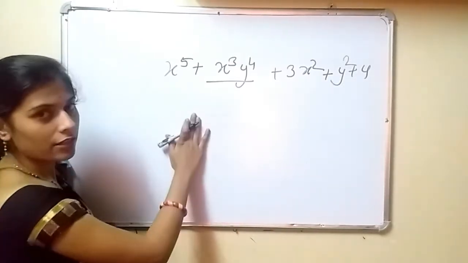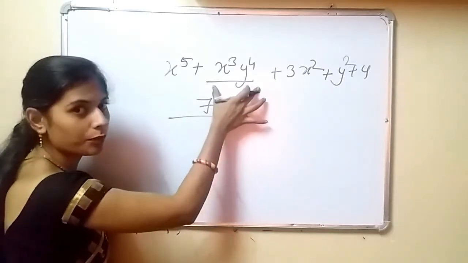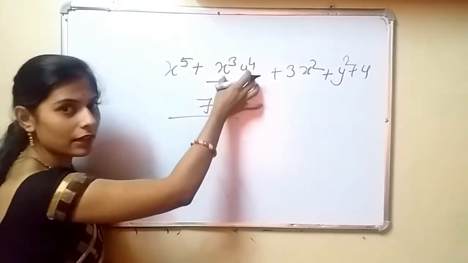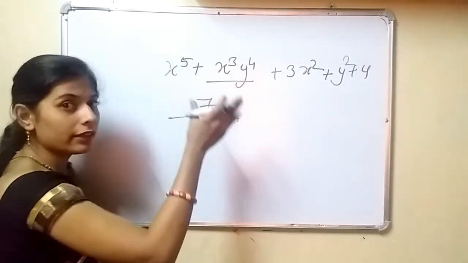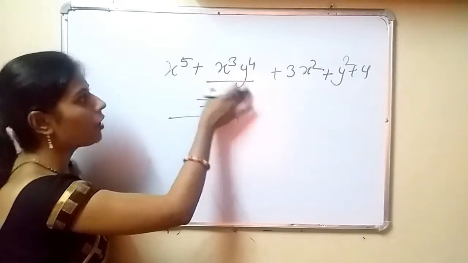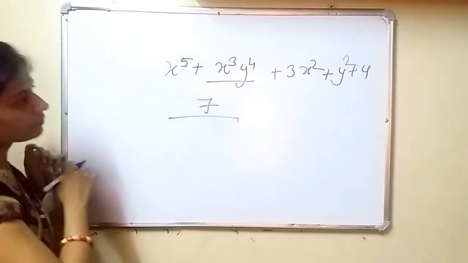So what is the highest power here? 7. Why? Because you have added both powers, since in this term two powers are given for two variables. When two powers are given, we have to add the powers. If these powers are smaller than x to the power 5, then it is your right answer.